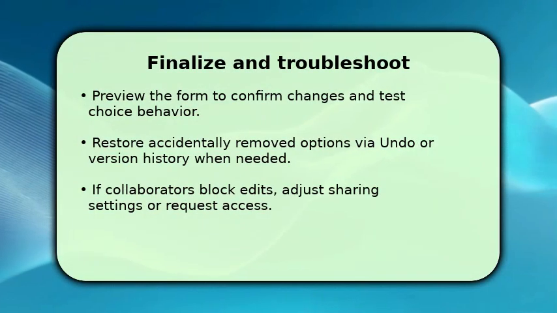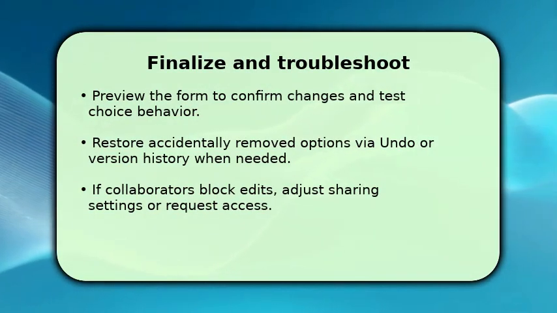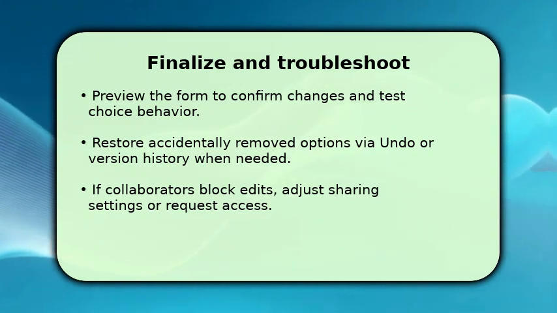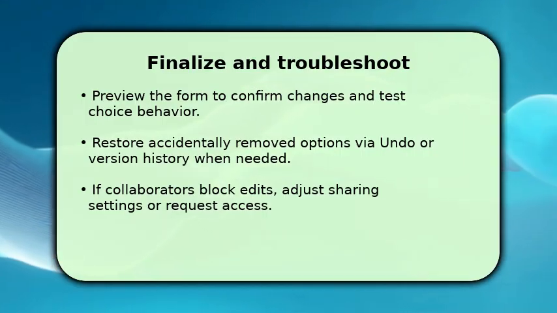You finish by previewing the form and confirming the choices behave as intended. Click the eye icon to test live selection. If you accidentally remove something, immediately use Undo or Open Version History to restore prior content.